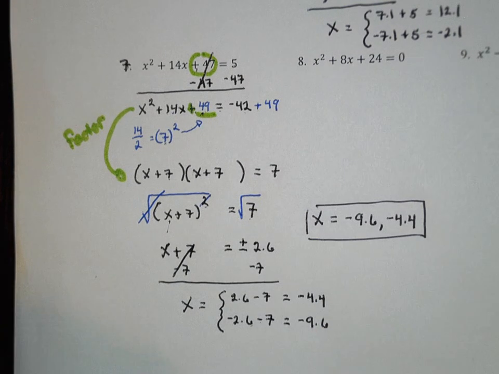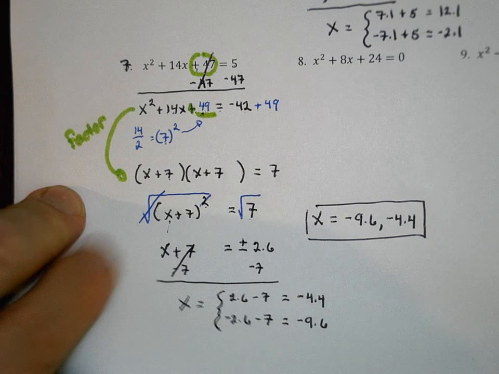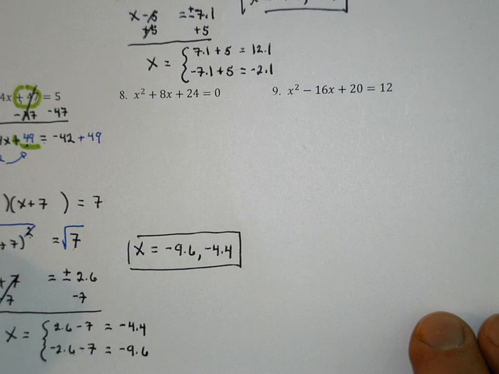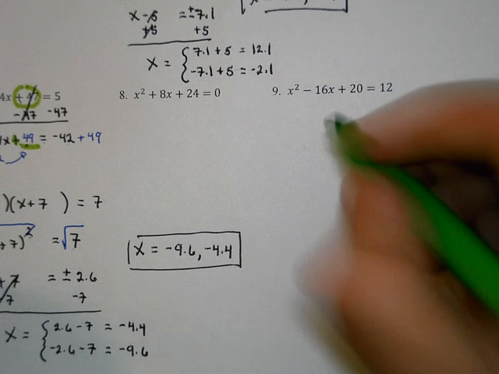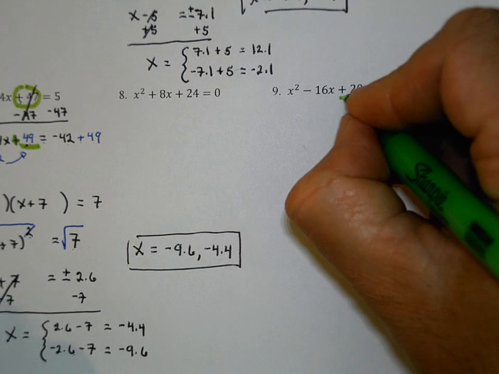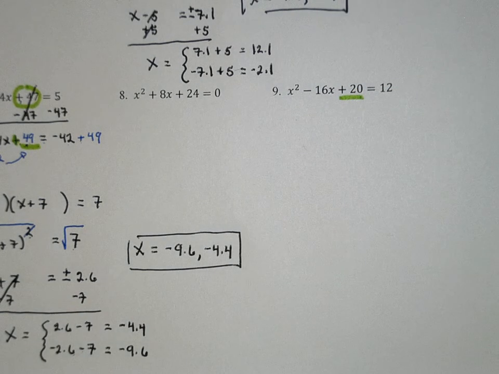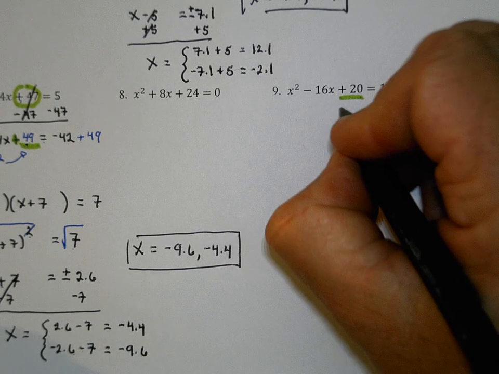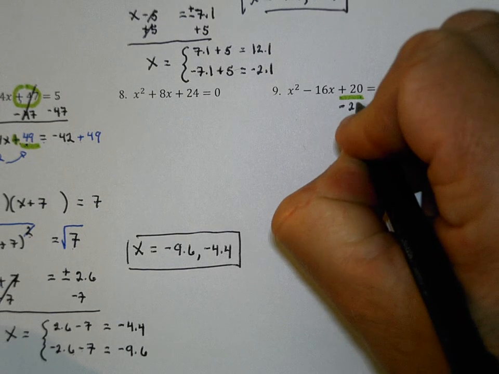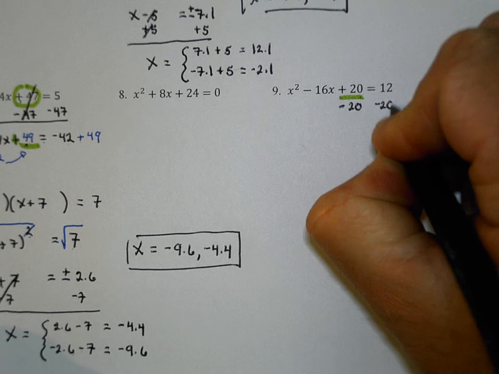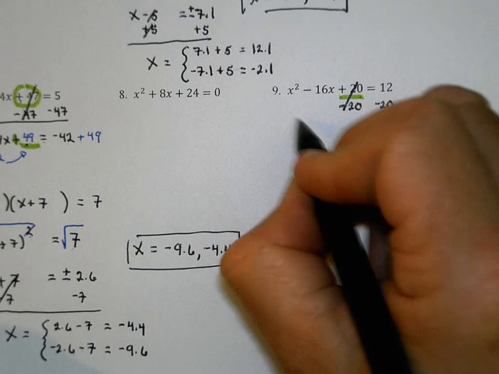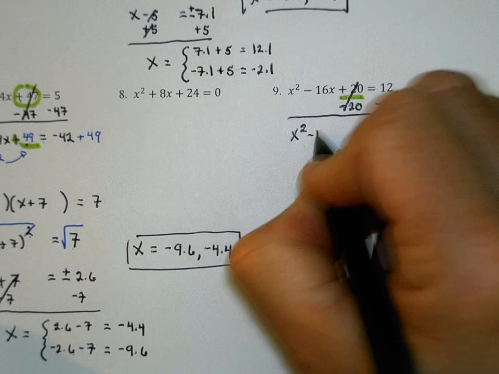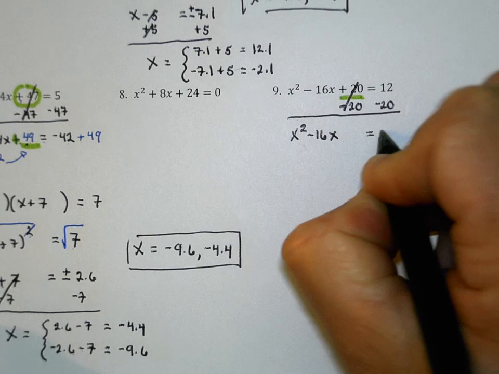Alright, last one, number 9. x squared minus 16x plus 20 is equal to 12. Once again, I have a c value right here, so my first move is I want to move the c value over to the right side of the equation. So I'm going to subtract 20 from both sides of the equation. Those 20s would cancel out. I would get x to the second power minus 16x is equal to negative 8.